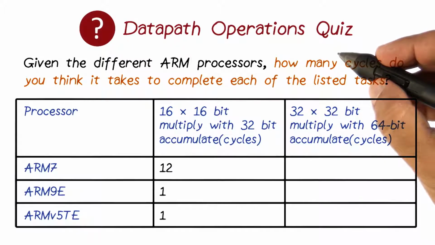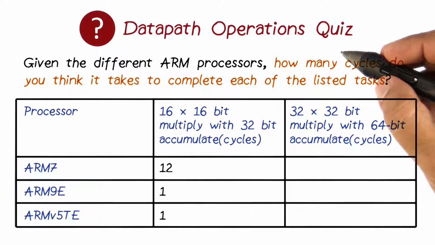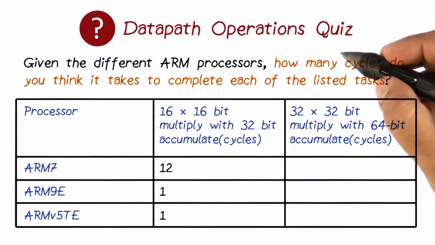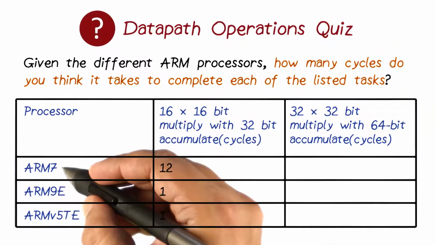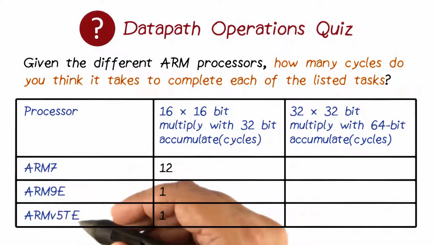Let's do a quick quiz to test our knowledge for a very popular family of embedded processors called ARM processors. ARM processors are there in almost every cell phone and smartphone that we have. More than 90% of smartphones contain the ARM processors. There are different generations of the ARM processor: ARM 7, ARM 9, and ARM 5 STV.